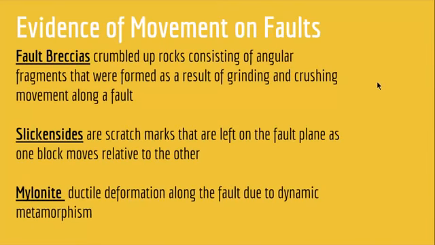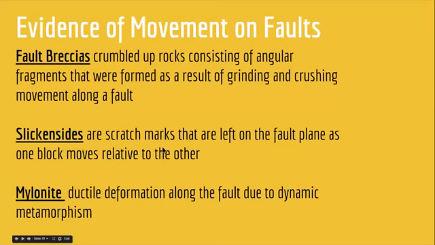Well, we have a few. We have fault breccias, slickensides, and mylonites. These are evidence of movement on a fault. The first one, fault breccias, are crumbled up rocks consisting of angular fragments that were formed as a result of grinding and crushing movement along a fault. So imagine you have a fault, either a strike slip fault or a dip slip fault. When the parts move on each other, they create crumbled rocks consisting of angular fragments that are formed as a result of grinding and crushing movement along the fault.